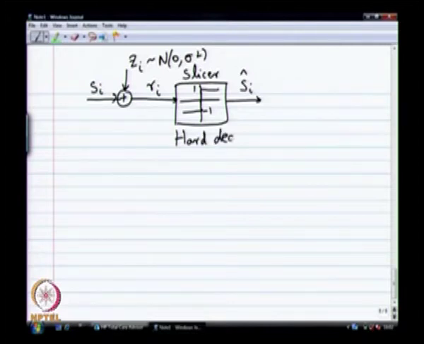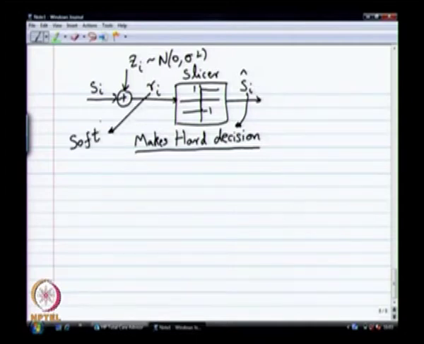Hard decision device or hard decider. So the slicer makes hard decisions. This is called a hard decision, and this Ri is called soft. The reason why you would say Ri is soft and SI hat is hard is that you can see why that makes sense.